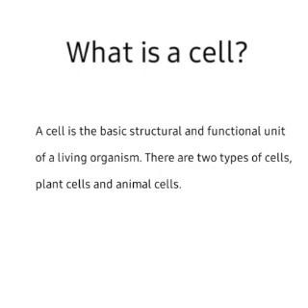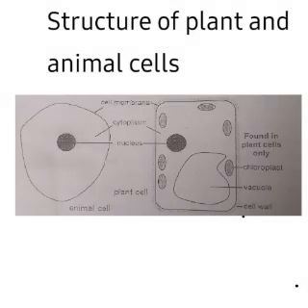Then there are two types of cells: plant cells and animal cells. You need to know the structures of these two types of cells. So on our left we have an animal cell, then on the right we have a plant cell. So there are three things which both of these have in terms of the structure. There's the nucleus, the cytoplasm, and the cell membrane. These three are found in both animal cells and plant cells.